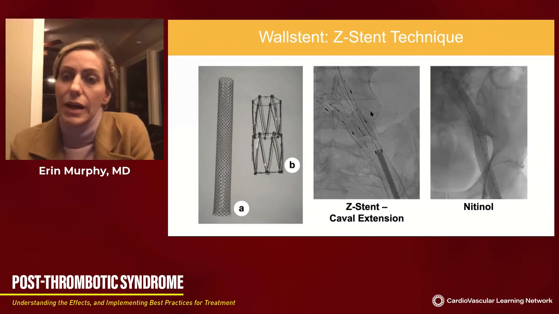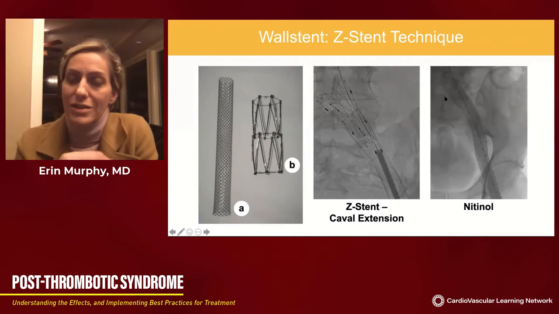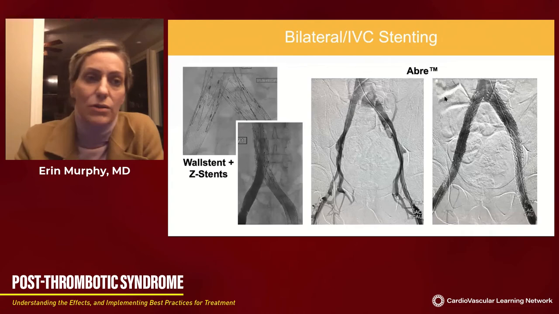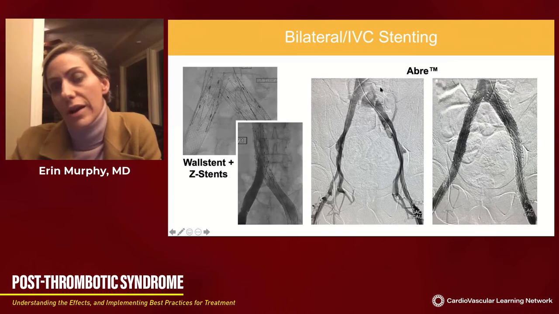You can also land the newer nitinol stents either at the confluence or just into the confluence of the two iliac veins at the IVC without blocking the other side. These stents are stronger at the ends than the wall stent is. Bilateral stenting can be accomplished, again, with the wall stent Z-stent technique. This one is an Abre, where they were deployed in kissing fashion right at the confluence to recreate that.